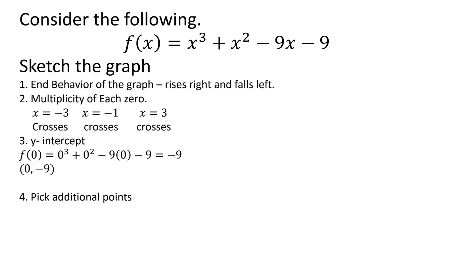So here are my zeros, -3, -1, and 3. And we know that they cross the axis because I don't have any double multiplicity, okay? My y-intercept, if you don't see it, we set x equal to 0, and we're going to get -9, right? 0 cubed plus 0 squared minus 9 times 0. All that is 0. 0 minus 9 is -9.